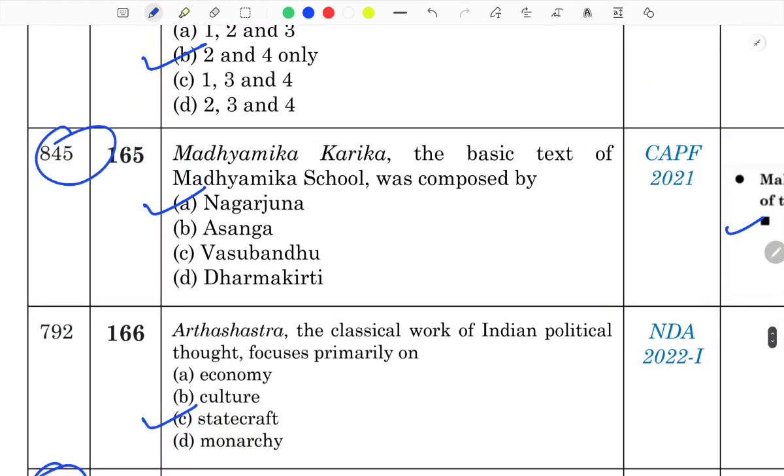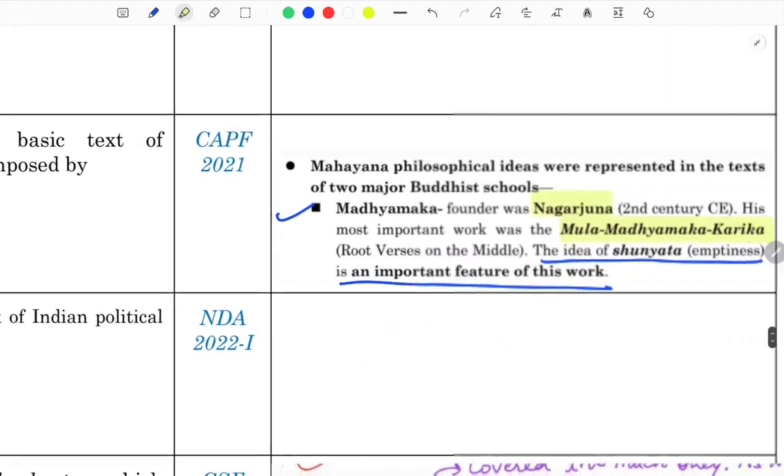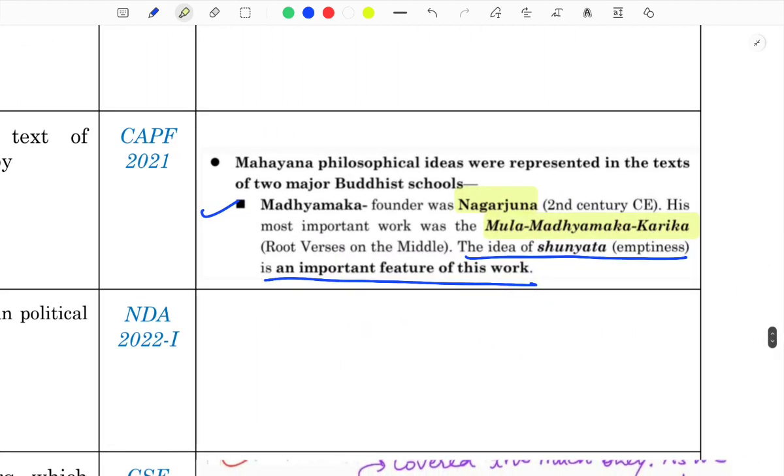And here is your question. Madhyamika Karika, the basic text of Madhyamaka school, composed by Nagarjuna. You can see it here, and I told you, keep this in mind, that idea of Shunyata, emptiness, was an important feature of Moola Madhyama Karika.